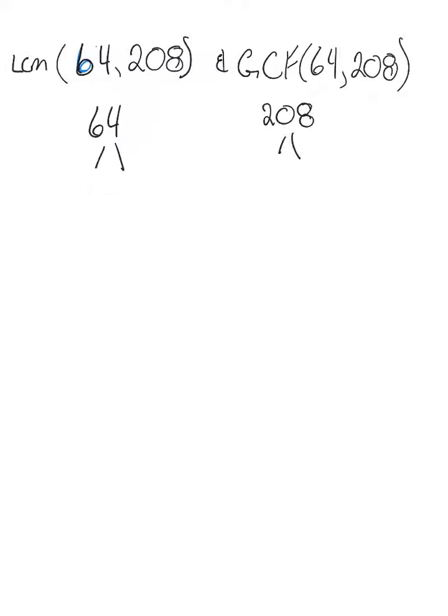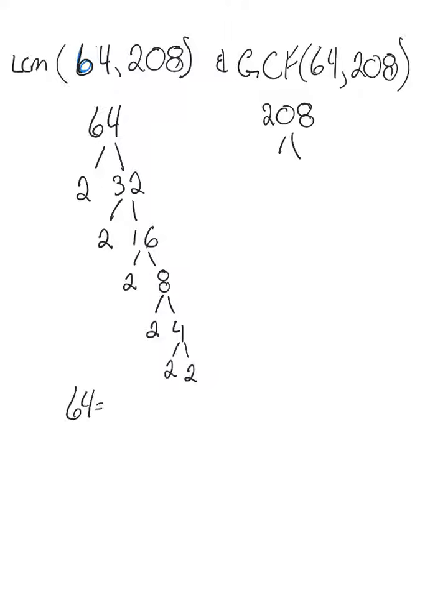So 64 equals 2 times 32, which equals 2 times 16, which equals 2 times 8, which equals 2 times 4, which equals 2 times 2. Therefore, 64 will equal 2 times 1, 2, 3, 4, 5, 6, so 2 to the 6th.